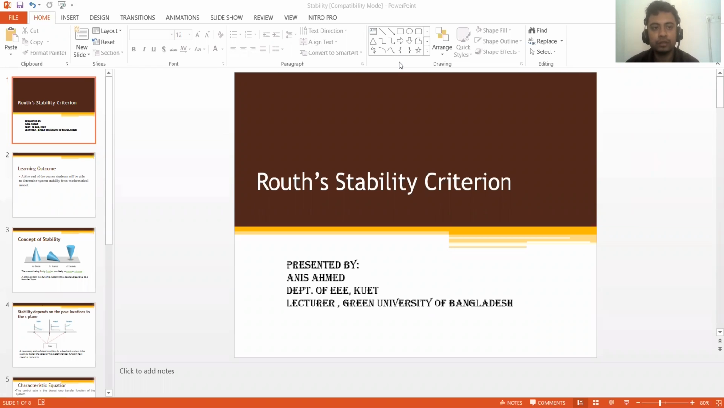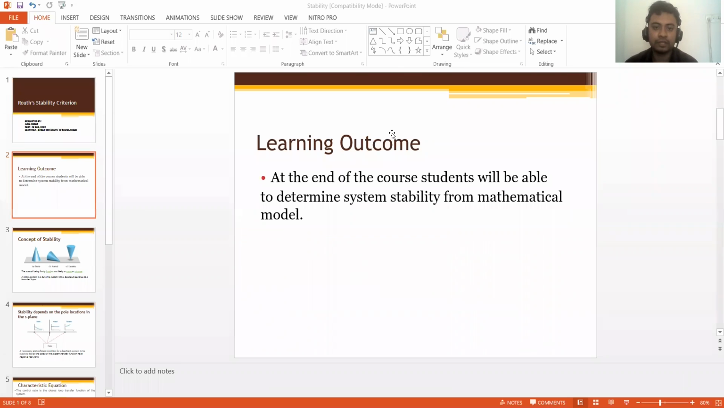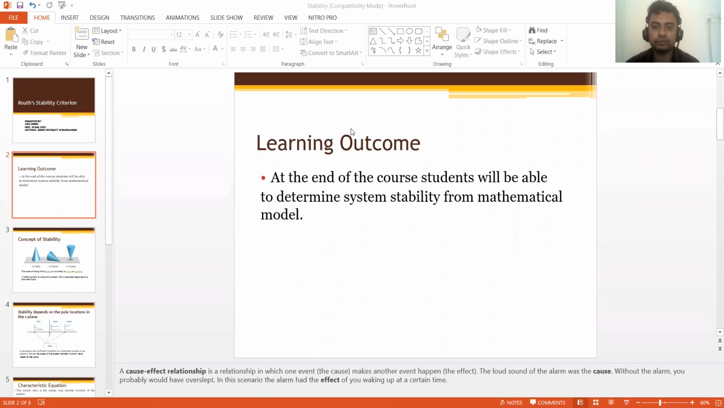Today I will discuss Routh stability criteria. So the learning outcome of this course is, at the end of the course, students will be able to determine system stability from mathematical model.